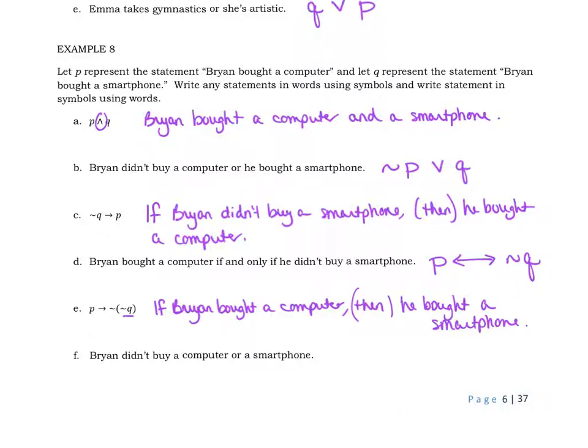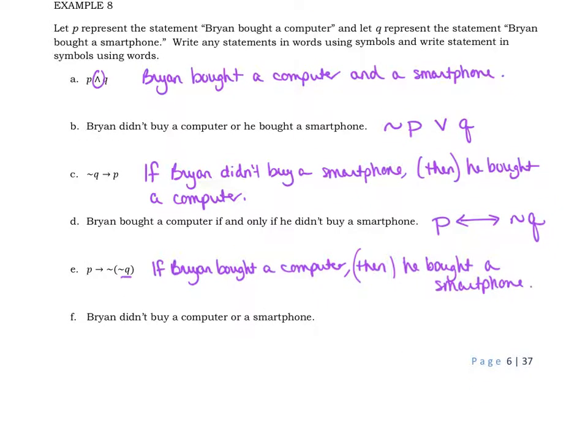All right, and then last one, Brian didn't buy a computer or a smartphone. Okay, Brian didn't buy a computer or a smartphone. All right, now I want you to think about it this way. What didn't he do? Okay, he didn't do two things. He didn't buy a computer or a smartphone. Those things go together.